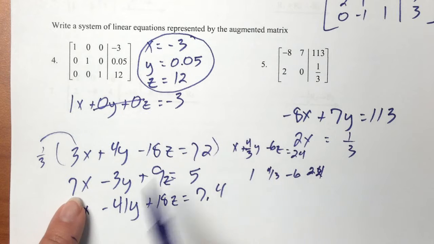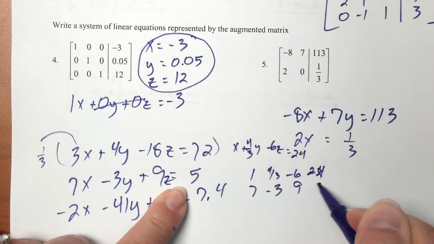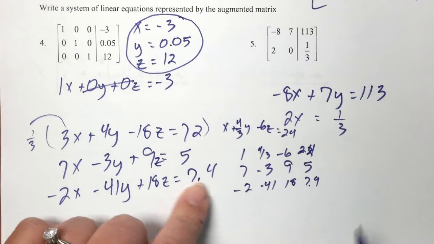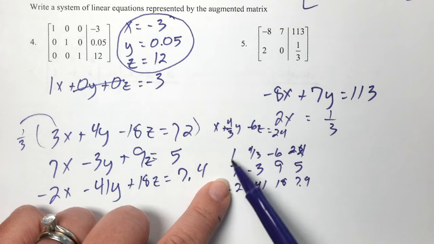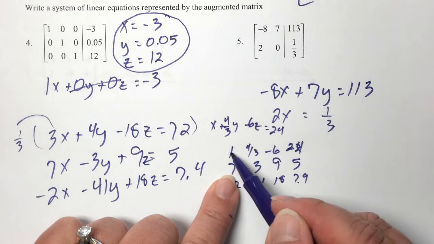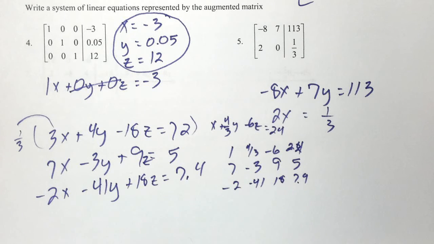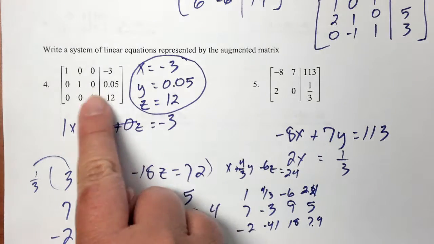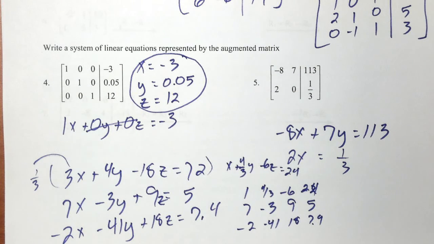And the second row would still be 7, -3, 9, 5. And the bottom row would still be -2, -41, 18, 7.4. And then they can say, okay, well, I want a 0 underneath that 1. So what could I do so that this 7 would become a 0? Well, if I multiply this 1 by -7 and add it on, then I could get a 0 in that spot. So those are called row operations, and that's the next part that we're going to look at in 6.1, because we're trying to manipulate the equations until they look exactly like this matrix right here, and we can read off exactly what the x, the y, and the z are worth. And we'll look at that in the next video.